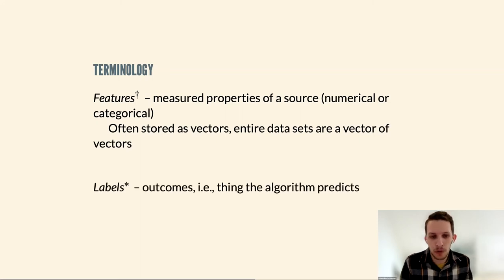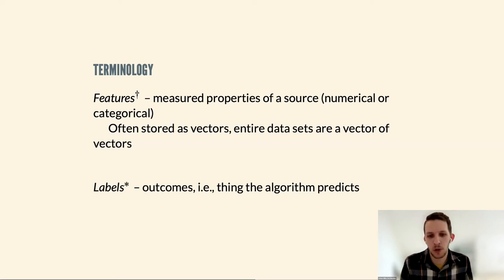Okay. Labels are the outcomes, essentially the thing that the algorithm predicts. So in the sports example that I gave a moment ago, a label would be Chicago Cubs fan, or an alternative label would be Chicago White Sox fan.